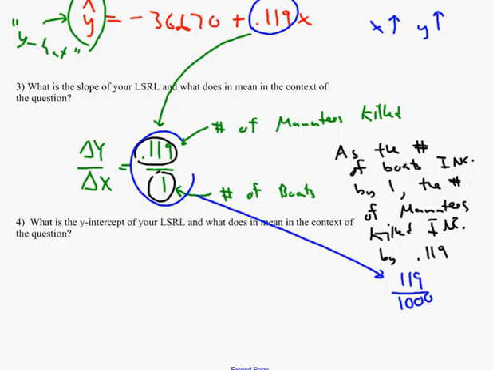Okay? Question 4 is asking about the y-intercept of the least squares regression line. You'll notice in this case our y-intercept was negative 36.670. Okay? And the key to interpreting y-intercepts is to think what that means. That means that x is 0. It's the only way you can have a y-intercept. So that would mean x, the number of powerboat registrations, was 0. And we get a y-intercept of negative 36.67 manatees killed.